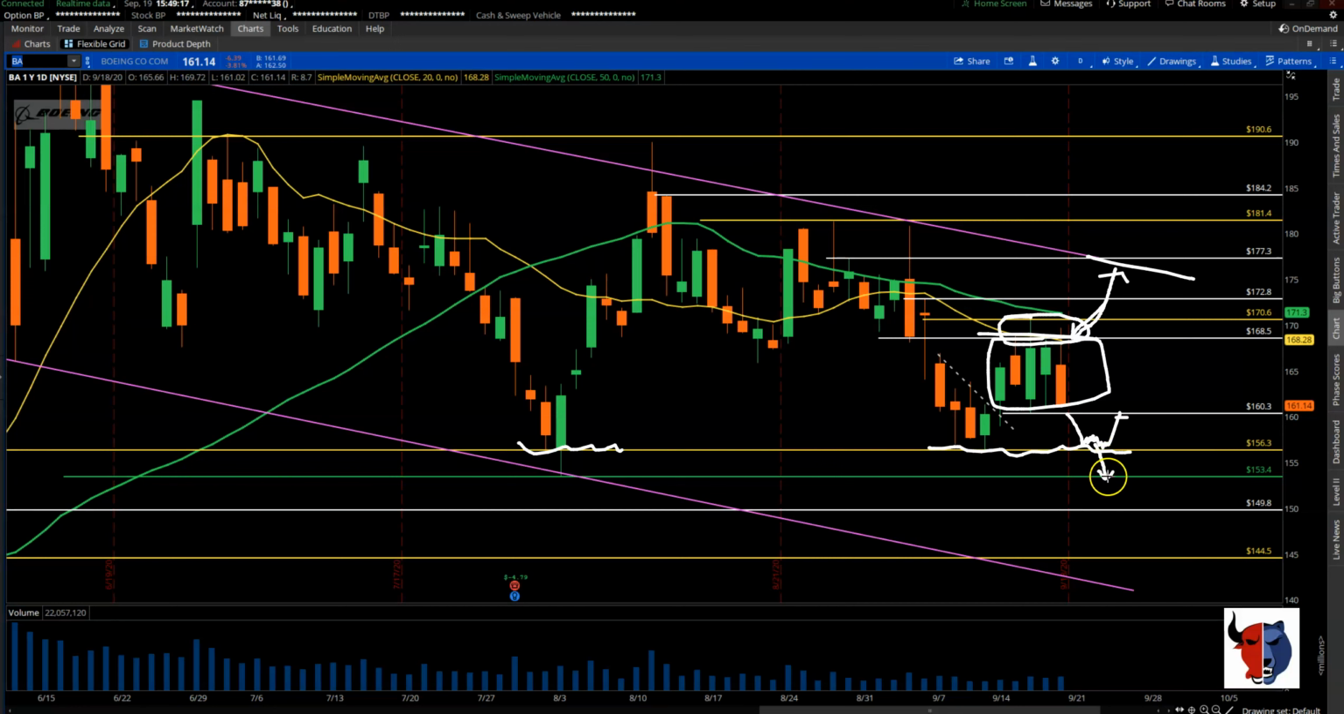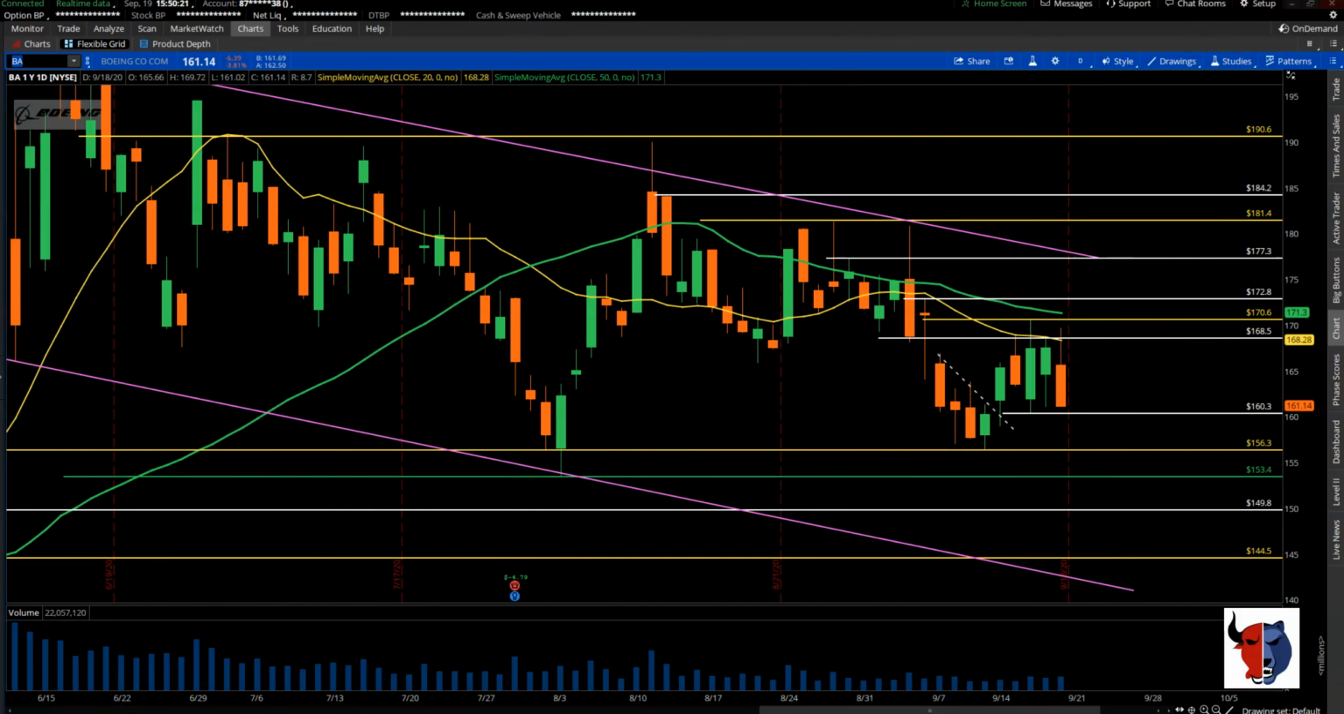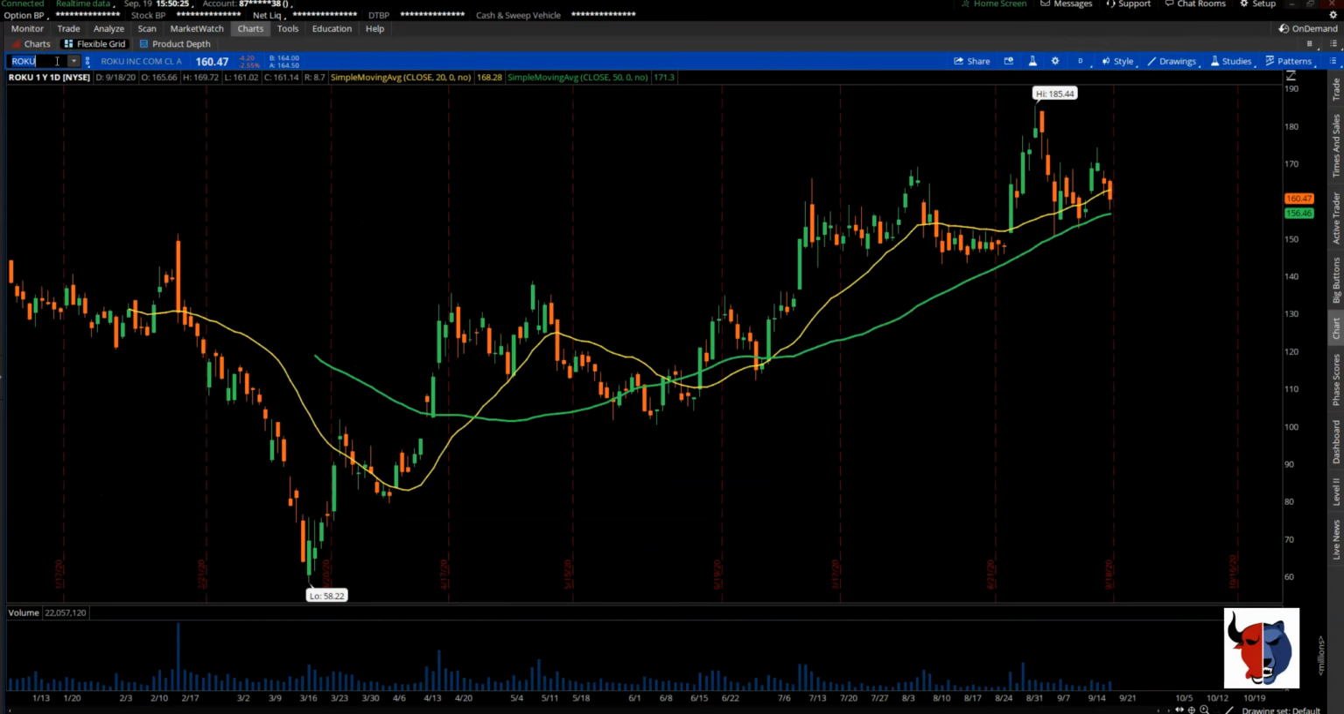but again, I would not play that because it just looks like it would break down and would like to go all the way down towards 149, 144 if the market remains that way and it just wants to make this touchdown of the channel. Okay, anything can happen, but we'll trade what the chart tells us, not what we want to see. Okay, let's look at ROKU.